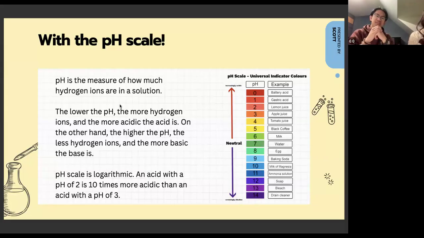The pH scale is logarithmic, which means that an acid with a pH of 2 would be 10 times more acidic than an acid with a pH of 3. So with each decrease in pH, there is a 10-fold increase in the hydrogen concentration in the solution. Likewise for a base, something with a pH of 12 would be 10 times more basic than a base with a pH of 11, because that's just the logarithmic nature of the pH scale. There's a lot of debate on where the P came from, because the H obviously stands for hydrogen, and the P, some people say it's power, which would explain why it's logarithmic.